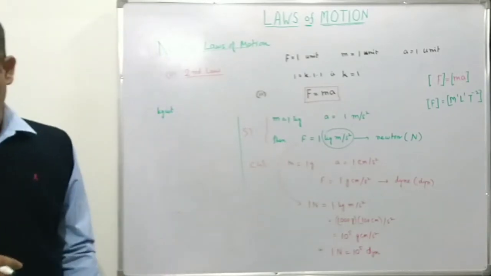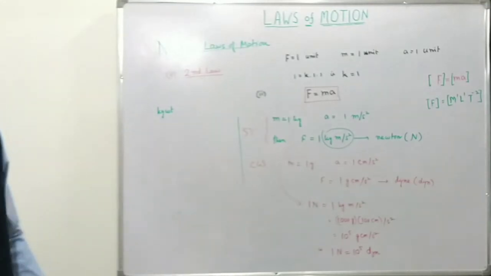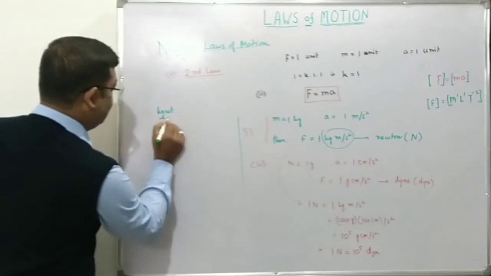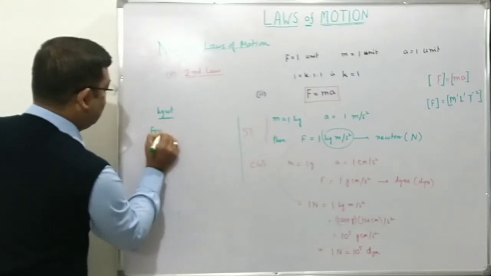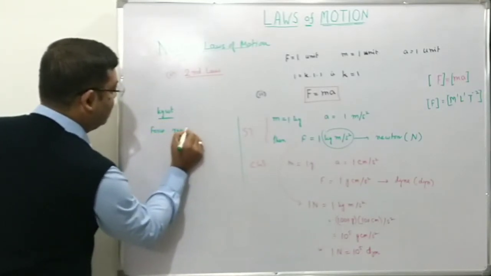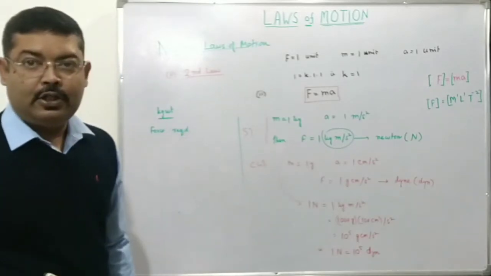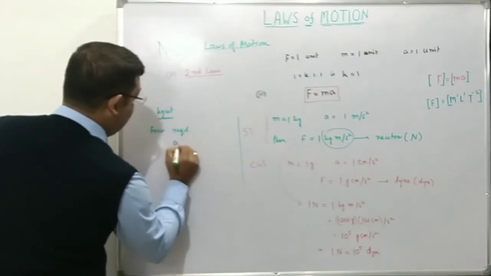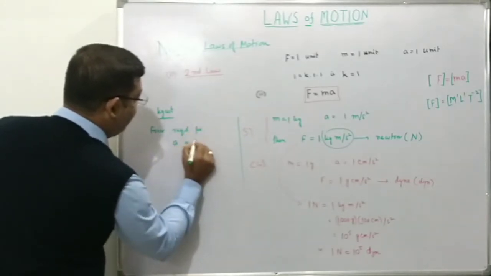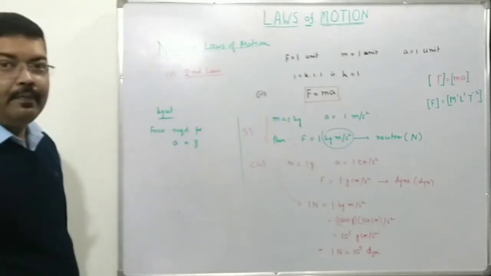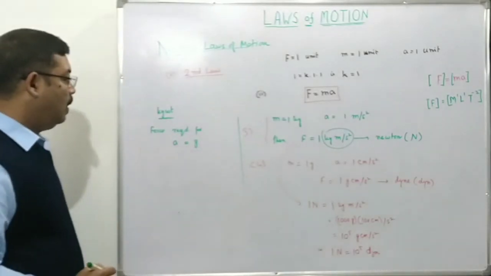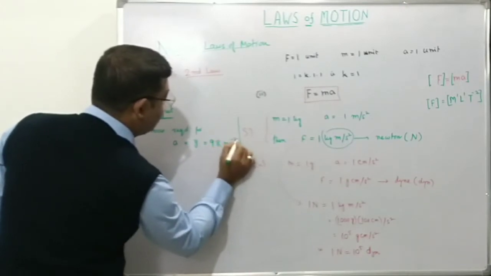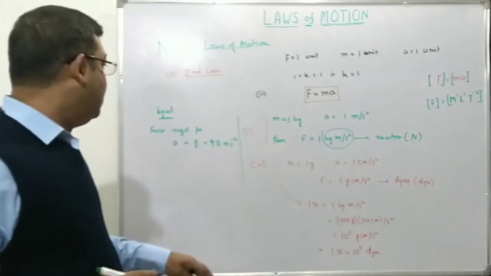Or kg force. What is kg weight? Kg weight is the force required to produce an acceleration equal to acceleration due to gravity, for a to be equal to g, which is 9.8 meter per second square. We know that, right?